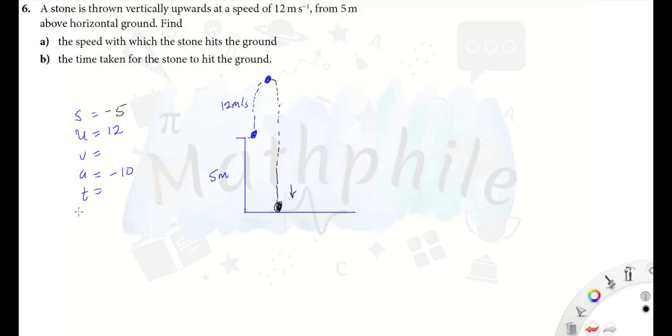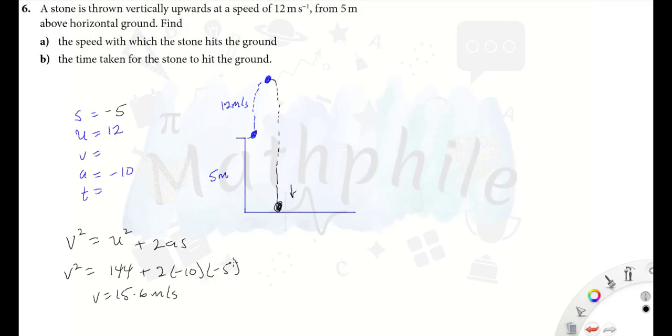Now, looking for velocity, you can use v squared is equal to u squared plus 2as. We don't know v, so v squared is equal to u squared, that is 144, plus 2as. The a is -10 and the s is -5. So you do your manipulations and you should get v is 15.6 meters per second.